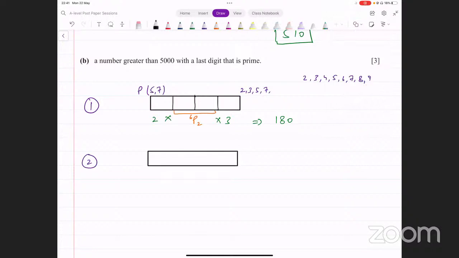सेकेंड केस में हम क्या करेंगे, हम कहेंगे फर्स्ट बॉक्स में वी नीड अ नॉन प्राइम, प्राइम के अलावा कोई और आना चाहिए, 5 से बड़ा ऑफ कोर्स, but some number that is not a prime. Okay, 5 is a prime, so we can't have that. We can have 6, we can have 8 or 9.